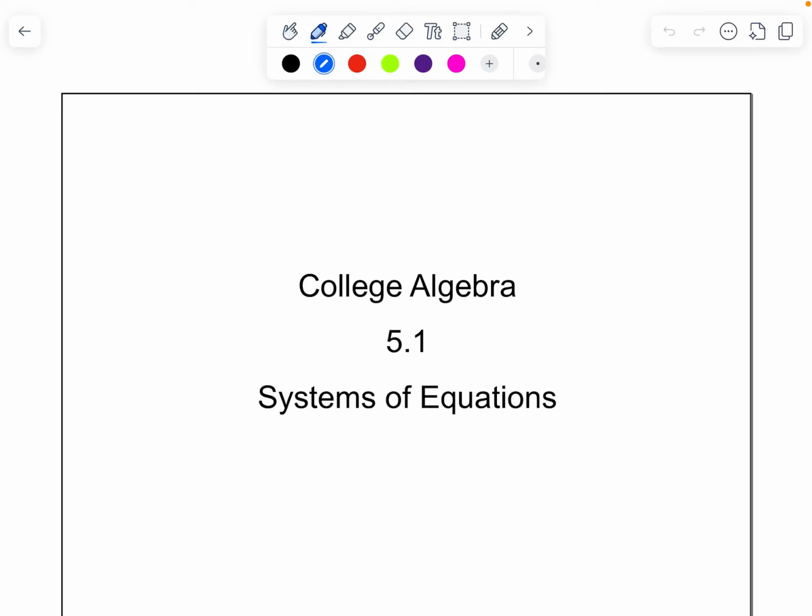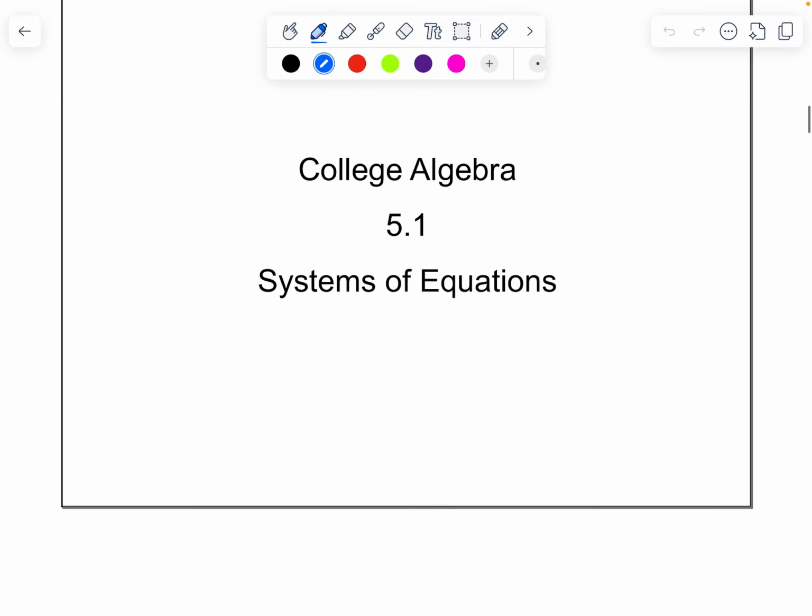Alrighty, guys, we have made it. We're at the last two topics in college algebra. These two topics are solving systems of equations and systems of inequalities. The good news is these are topics that you've seen in high school, for sure, absolutely. Everyone in this class has seen these topics in high school.